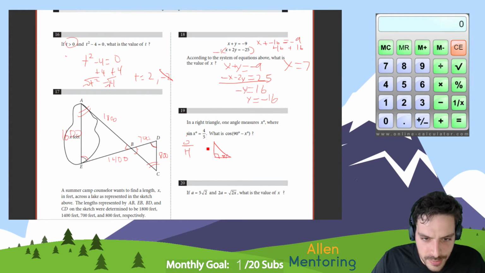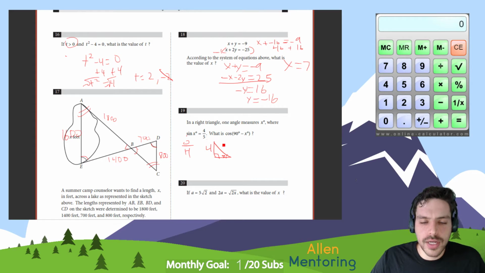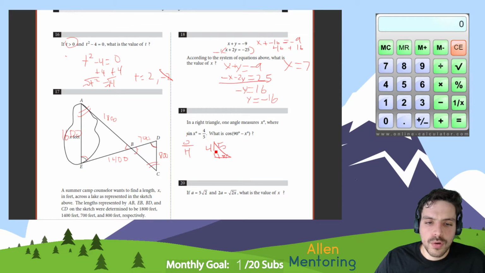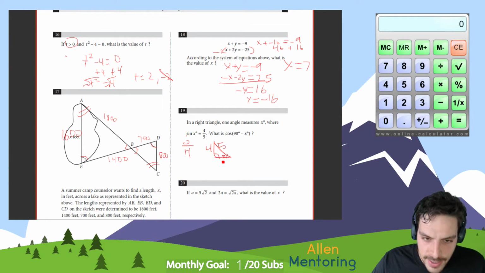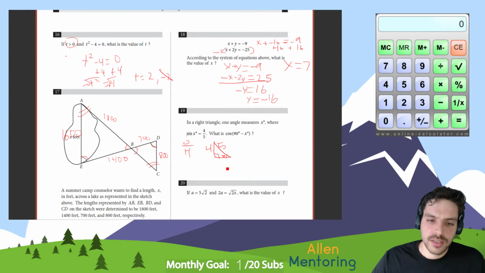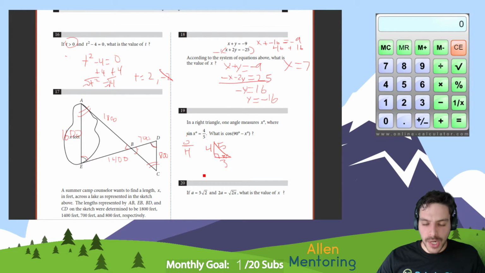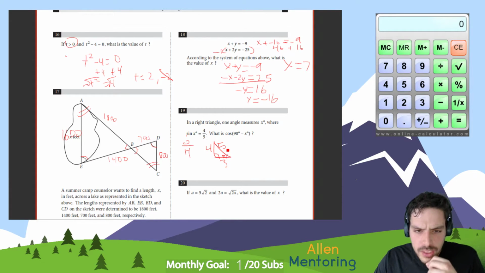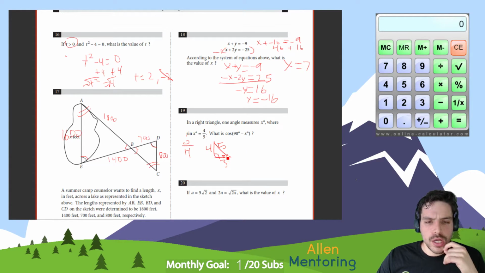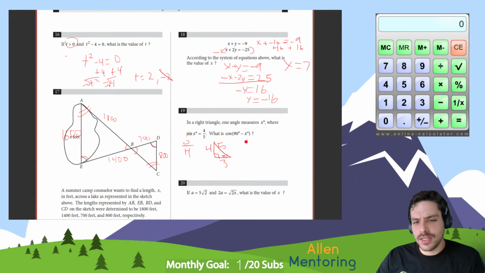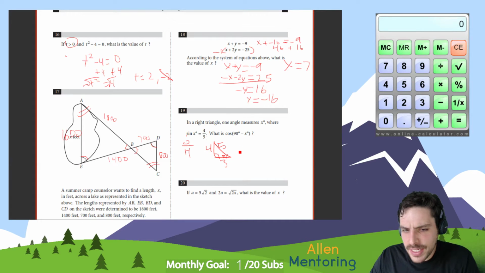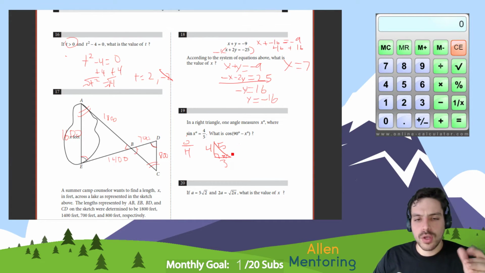So 4 is going to be the opposite, okay? And 5 is going to be the hypotenuse. And if these two sides are 5 and 4, then we know that this other side is going to be 3. This is what's known as a 3, 4, 5 triangle, right? And so you could have used Pythagorean theorem to figure that one out. So they're asking, what is cosine of 90 degrees minus x?